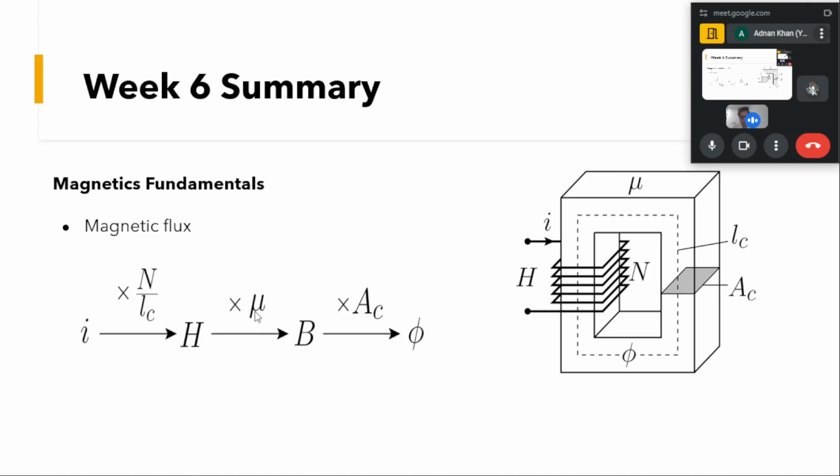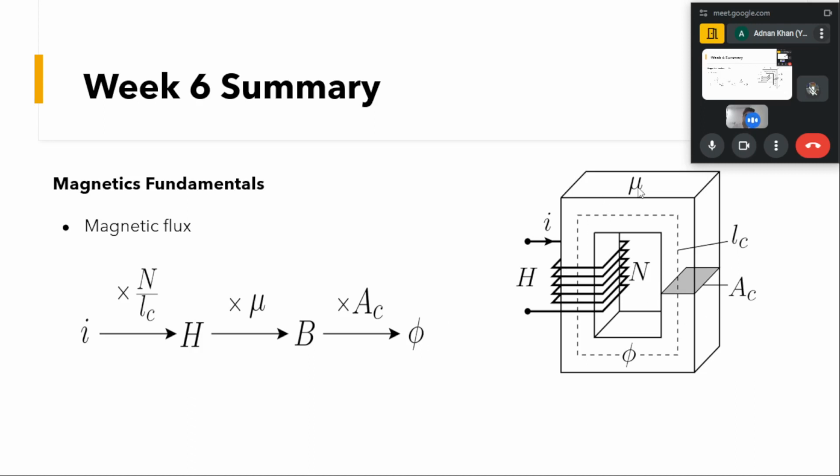And if we know the permeability, we can multiply that with this H, and we can get the magnetic field density. And after that, if we multiply that with the core area, we shall be able to get the flux that is flowing through the core.